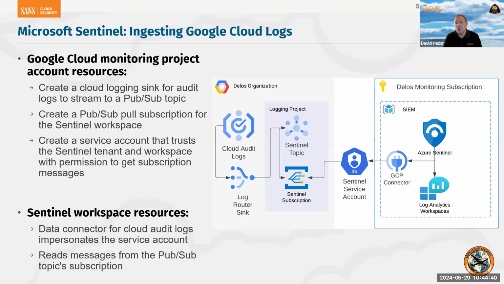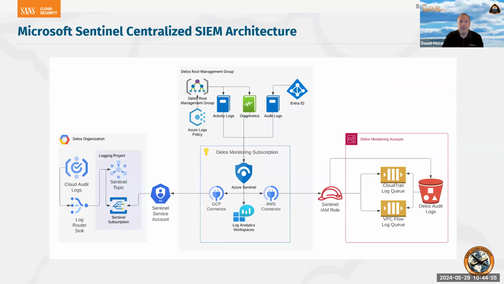On the Google Cloud side, we've just got those audit logs, which contain both the audit information and the data access logs that we're sending over to that storage bucket, but also to the pub sub topic. And so this is what our centralized SIEM architecture looks like. We've got all of the different cloud providers pushing or pulling the data actually into this log analytics workspace.